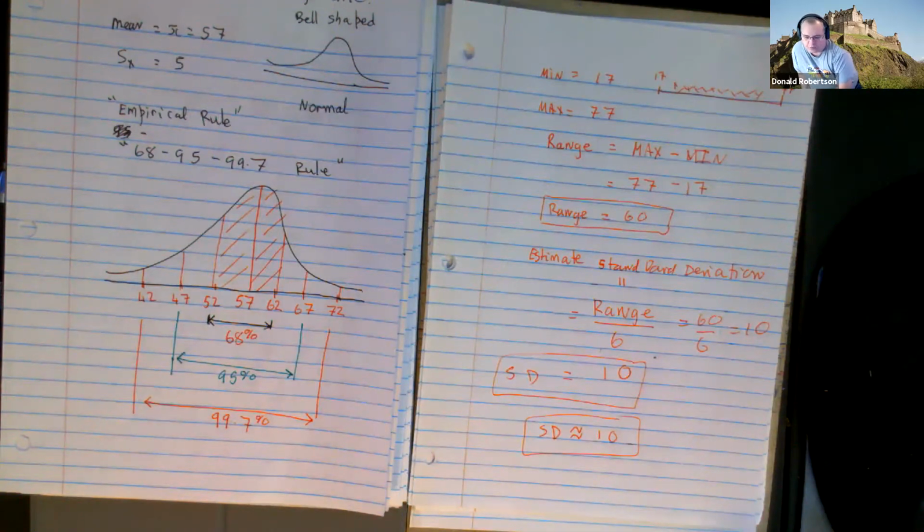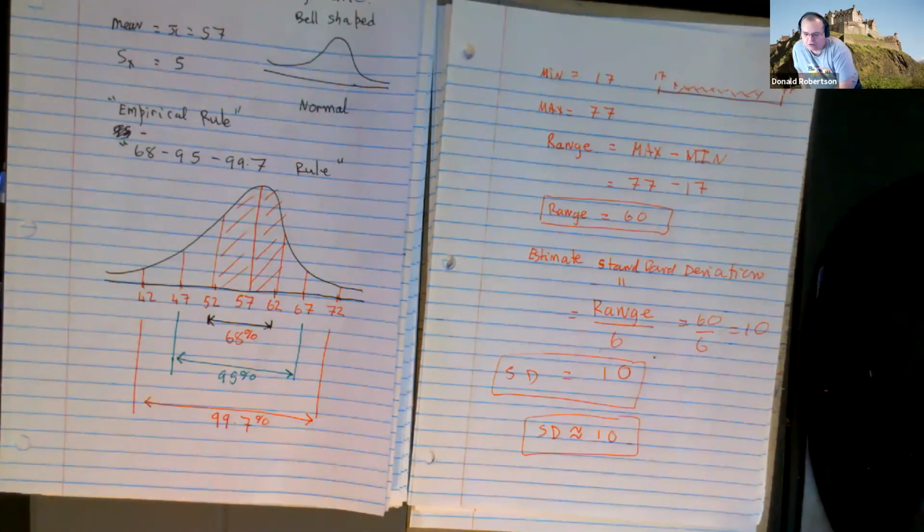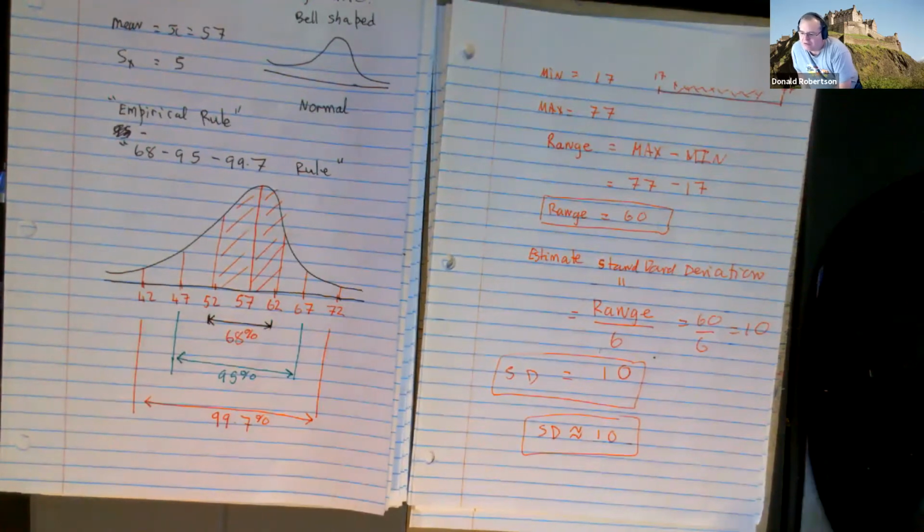Now, here's a question for you. Why does that formula kind of, sort of, work? And it's to do with this picture. Why am I dividing by 6 and not 4 or 10 or some other random digit? Why 6?